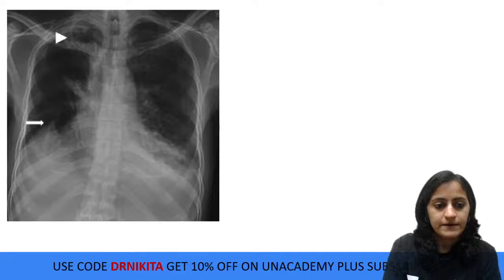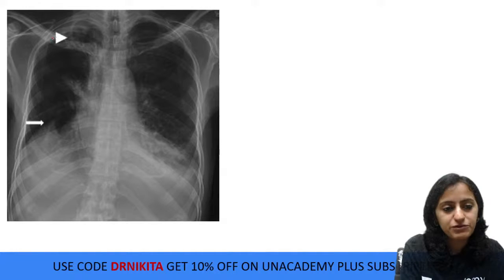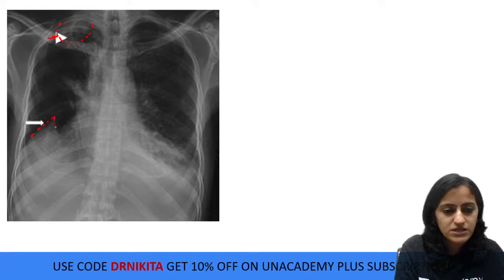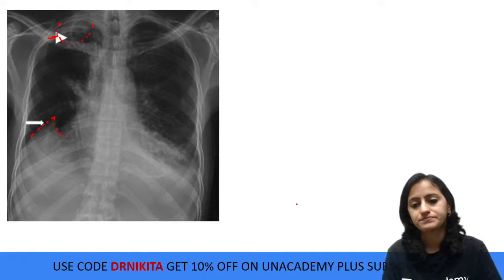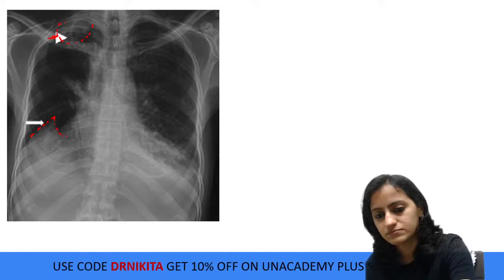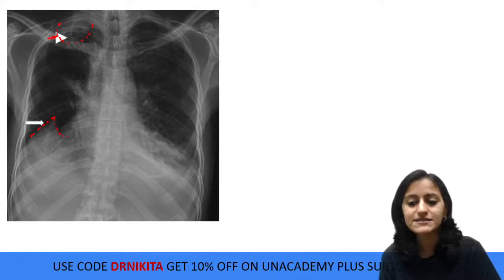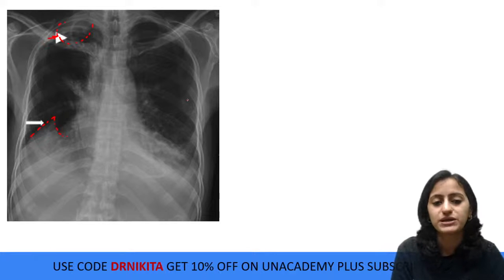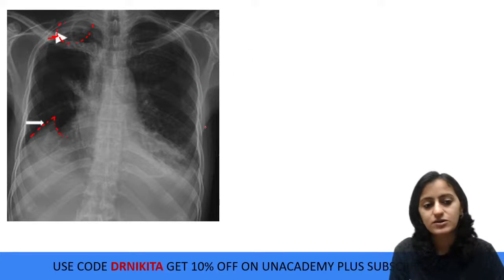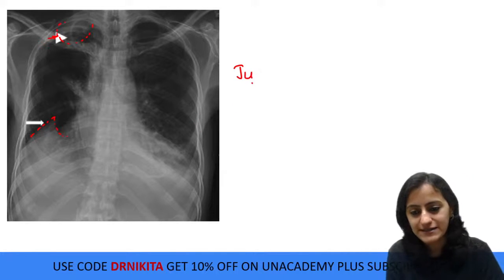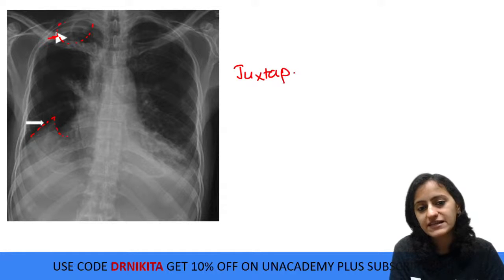Okay. Next one, what are we seeing here? So you have two arrows pointed here, one here in the upper zone and one arrow pointing here. What sign is this? Absolutely right, it is collapse. But what sign are we showing here? What is this sign called? So diaphragmatic tenting, that is called your juxtaphrenic sign.